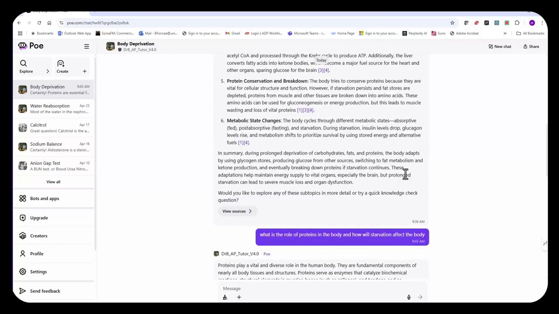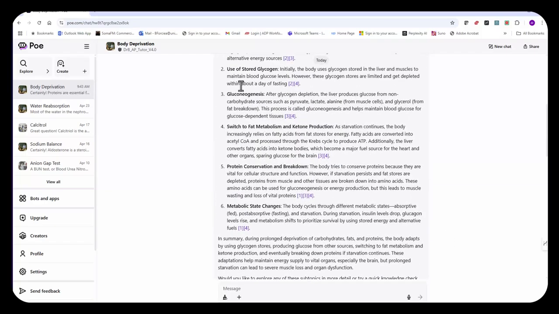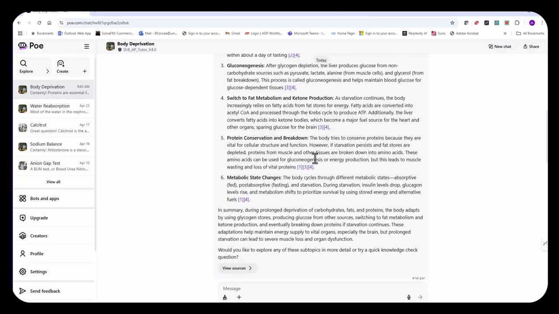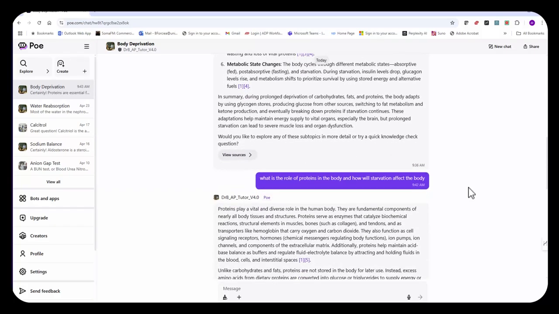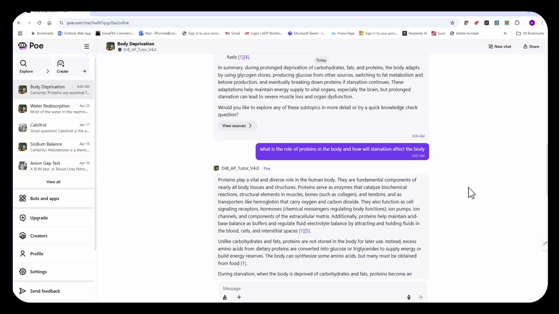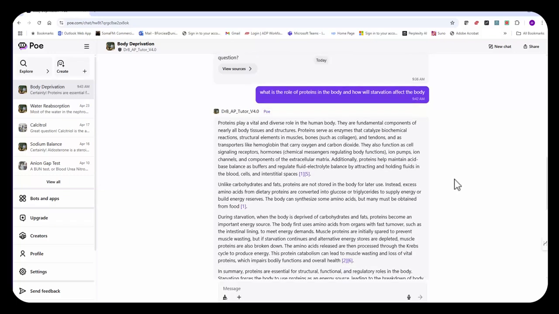Now, you can drill down on any of these concepts. Let's say you don't know what gluconeogenesis is. You could say, what is gluconeogenesis? You can get it to explain it to you at any level, like explain gluconeogenesis at a third grade level. And it will tell you. It'll tell you at any level. You can interact with it, ask it any questions, just as if you had your own personal tutor.